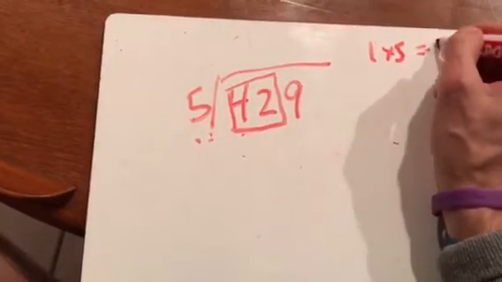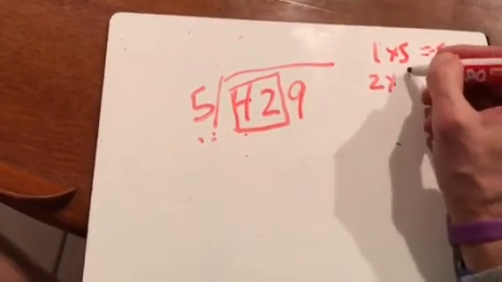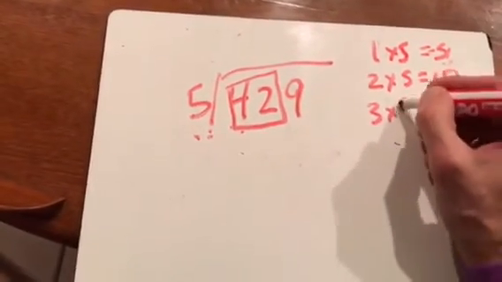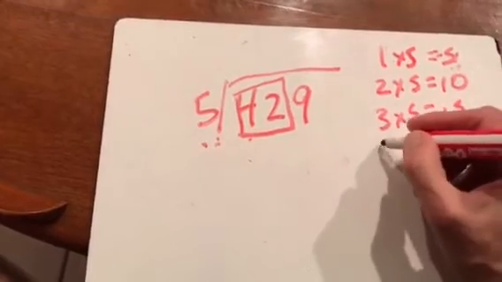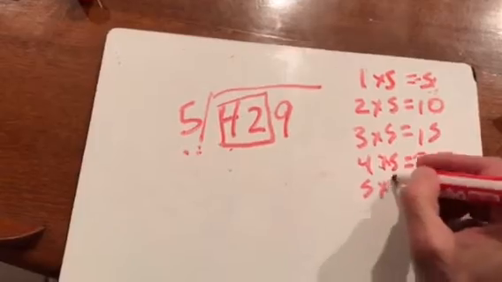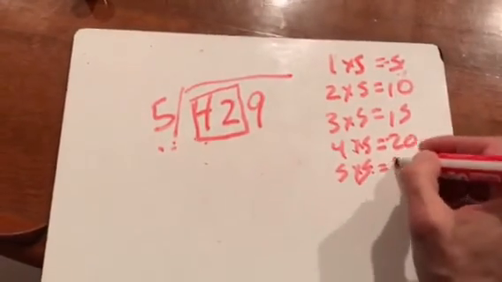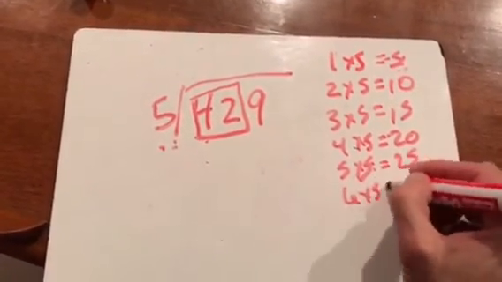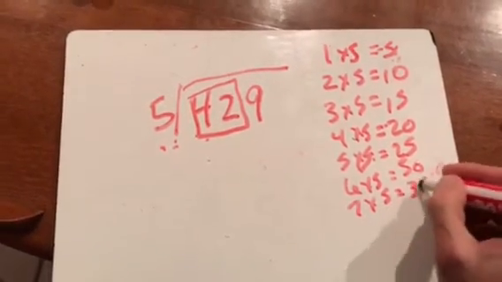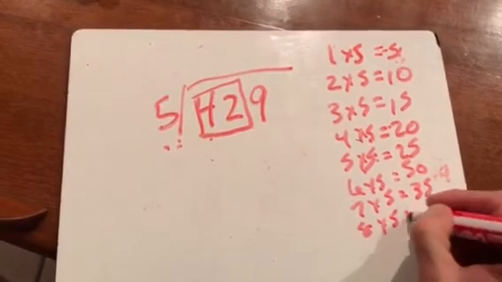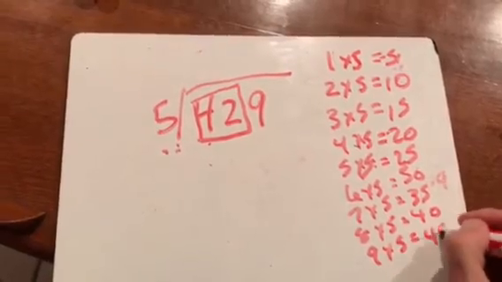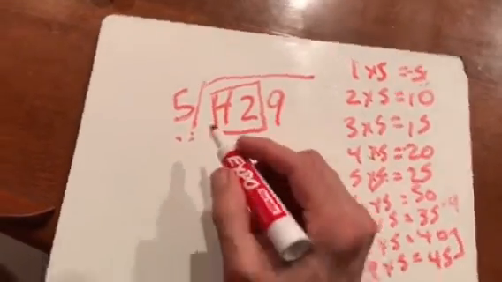If you know your multiples really well, you don't have to go through the process of doing this, and some people know them pretty well. And if you have a multiplication chart, you can use that. 4 times 5 equals 20. 5 times 5 equals 25. 6 times 5 equals 30. 7 times 5 equals 35. 8 times 5 equals 40. I know I'm getting close. And 9 times 5 equals 45. So these two right here, 40 and 45, kind of bracket this number.